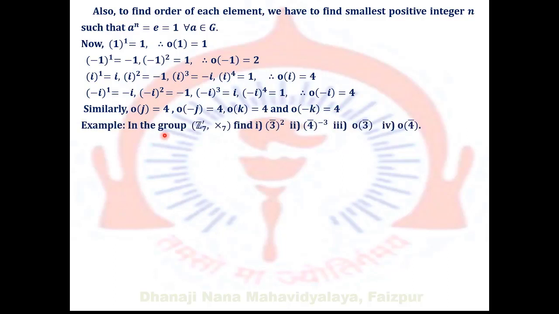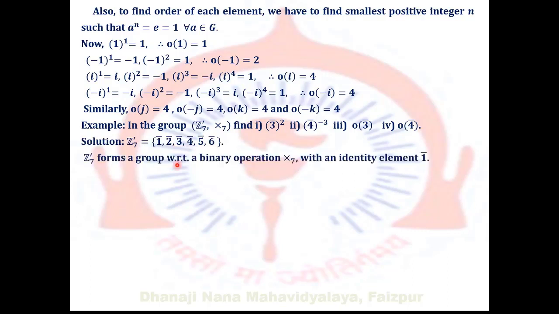Then next example, in the group Z7 dash with operation multiplication modulo 7, find 3 bar square, 4 bar raised to minus 3, order of 3 bar and order of 4 bar. So we know that Z7 dash is the set containing elements 1 bar, 2 bar, 3 bar, 4 bar, 5 bar and 6 bar. So Z7 dash forms a group with respect to the binary operation multiplication modulo 7 with identity element 1 bar, and we have 1 bar inverse is 1 bar, 2 bar inverse is 4 bar, 3 bar inverse is 5 bar, 4 bar inverse is 2 bar, 5 bar inverse is 3 bar and 6 bar inverse is 6 bar.